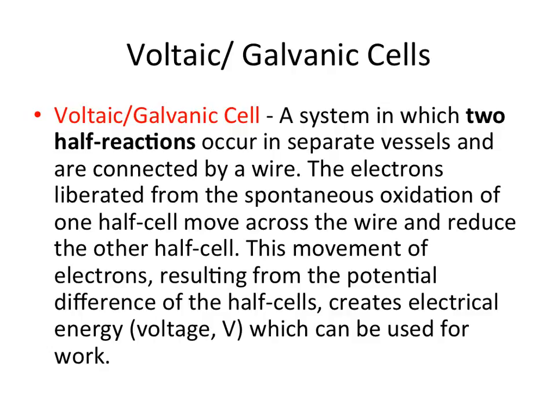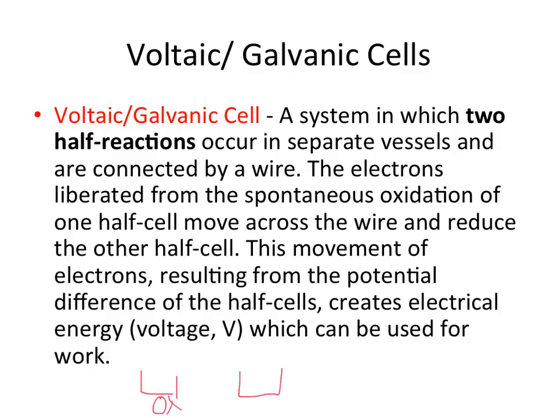They all work on this kind of spontaneous electrochemical process. So a galvanic cell is basically two half reactions. They occur in separate vessels, and they're connected by a wire. Now, again, one of these half reactions is going to be oxidation, aka they're losing electrons, and the other reaction is going to be a reduction.